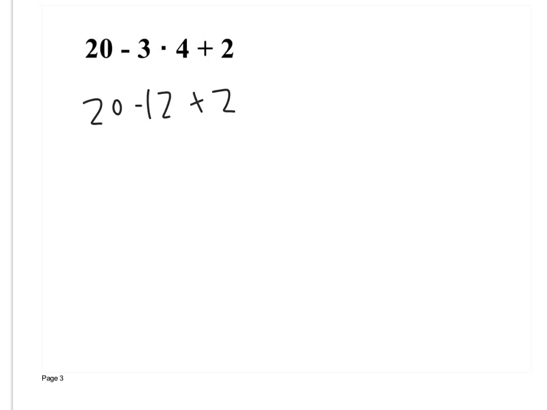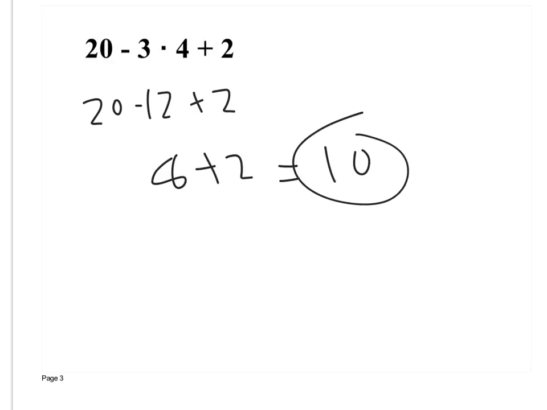Then I rewrite what I've got. I add and subtract in the same step. So I'm going to subtract because that comes first. So I'm with 20 minus 12 is 8. 8 plus 2 is 10. And there's my answer. All right.